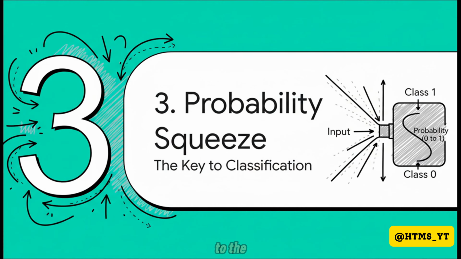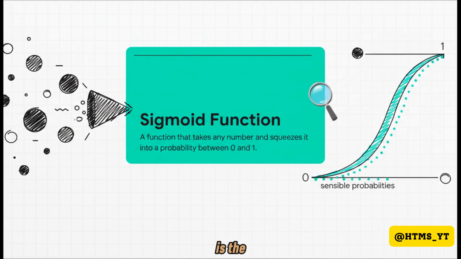And that brings us to the really cool part, the aha moment of logistic regression. It's this genius little mathematical trick, which I like to call the probability squeeze. This is the secret ingredient, the key that turns a regular line into a powerful decision-making tool. So what is this secret ingredient? It's called the sigmoid function. And you could just think of it as a probability converter.